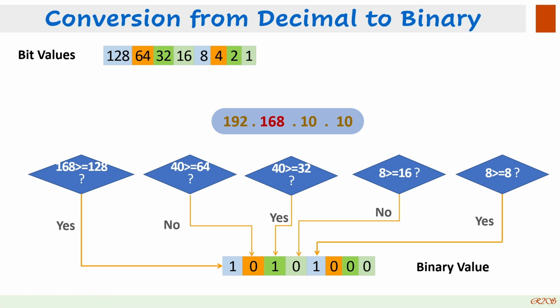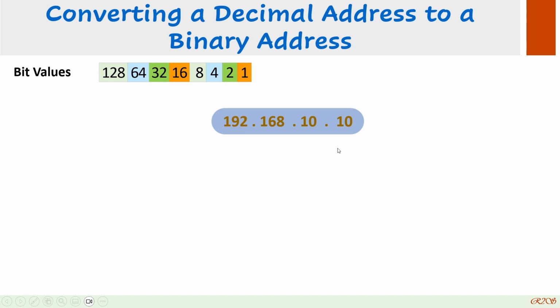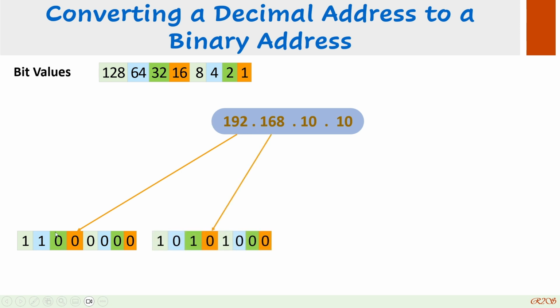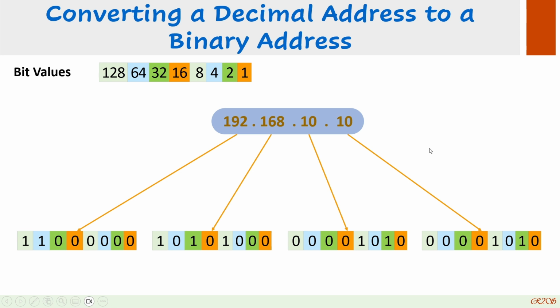Okay. Now let's see the full conversion of 192.168.10.10. So 192 is 11000000, then the 168, then 10, and then 10. So now you are getting your decimal to the binary value. This is how we can convert a decimal IP address to the binary value of the corresponding IP address.